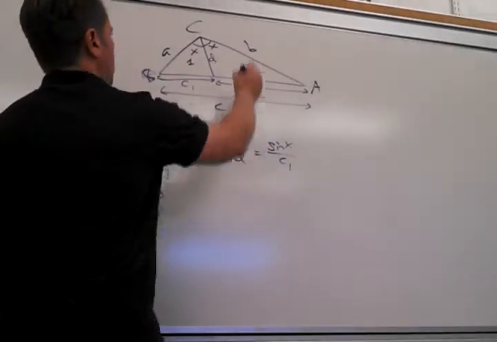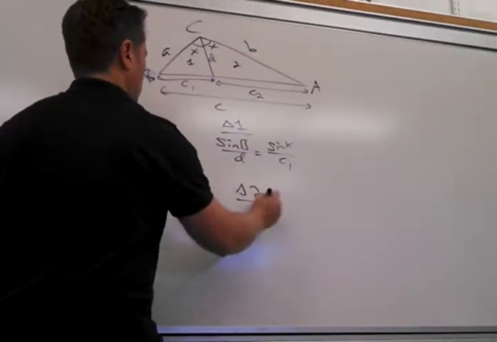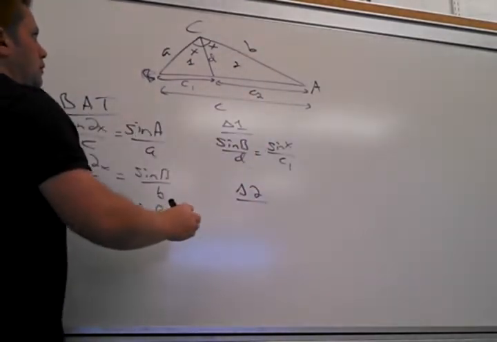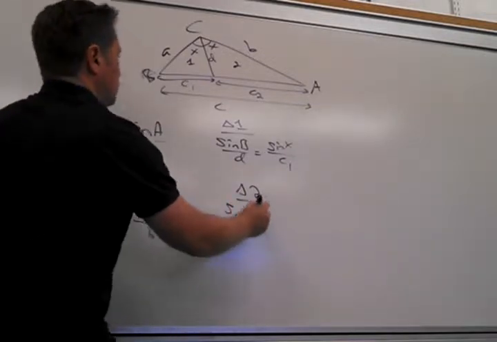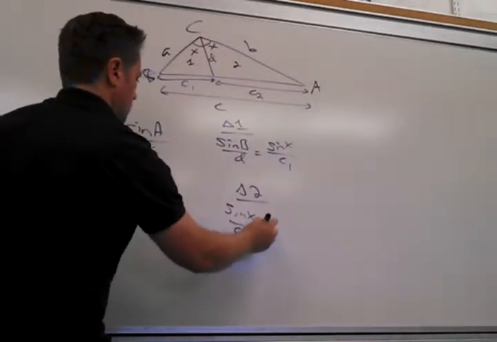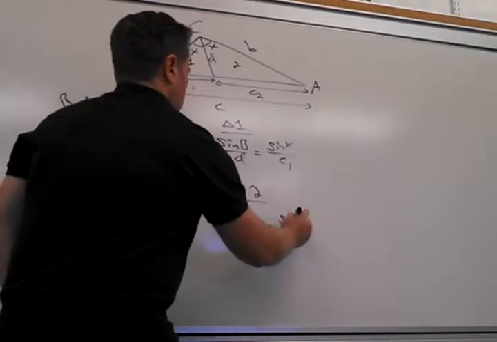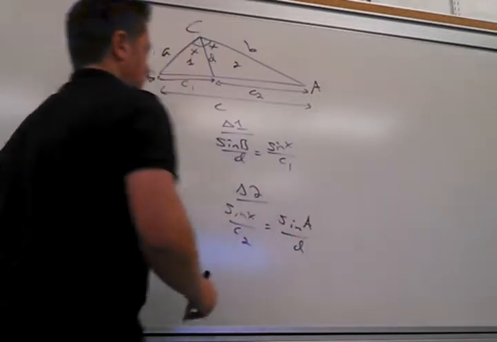And what about from triangle 2? Sine x over C2 equals sine A over D. I like it.